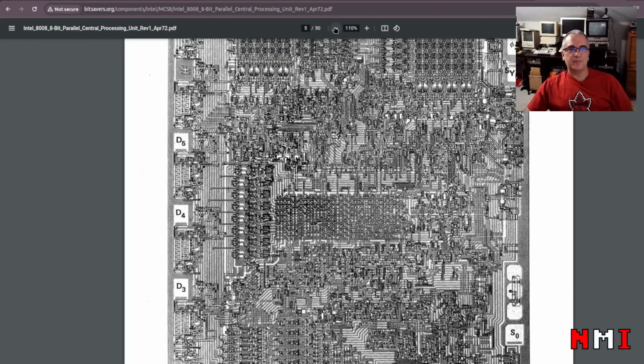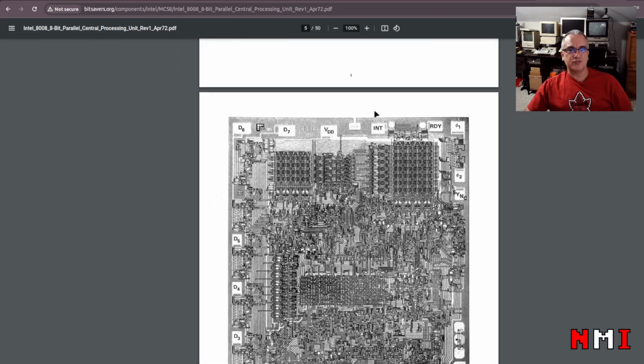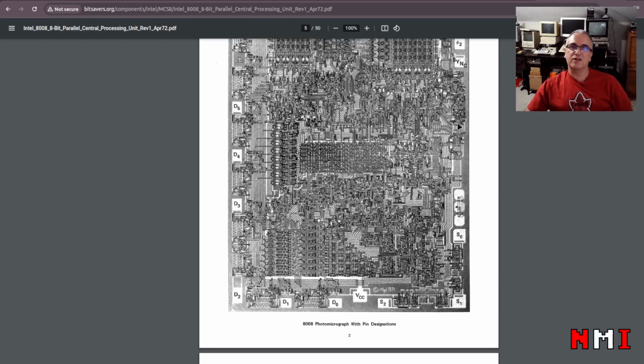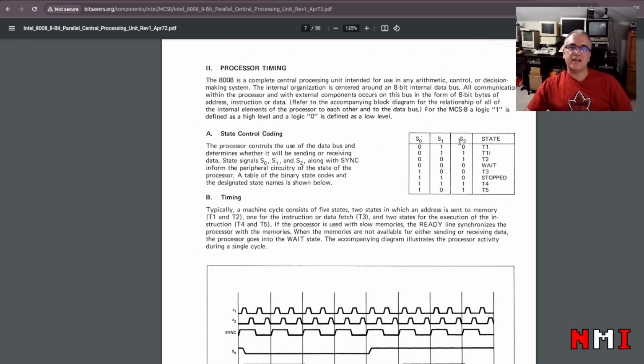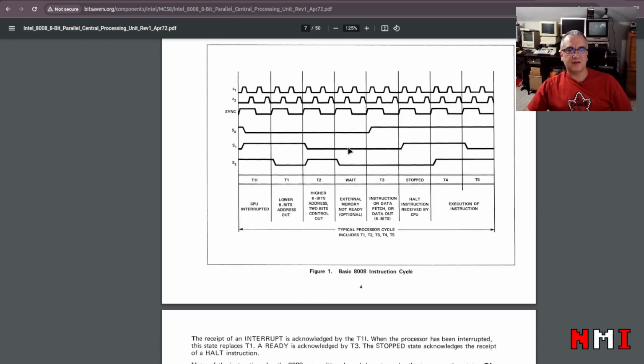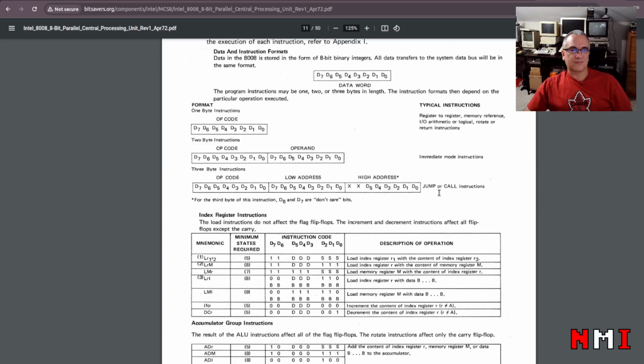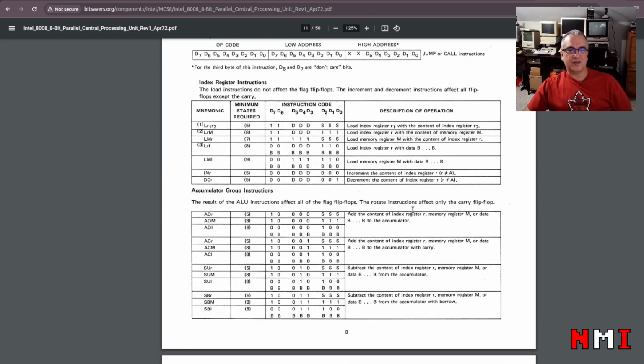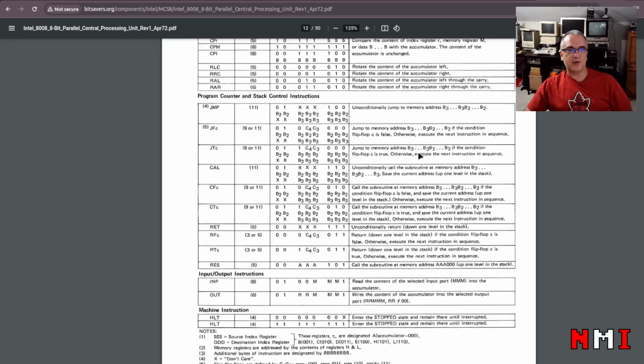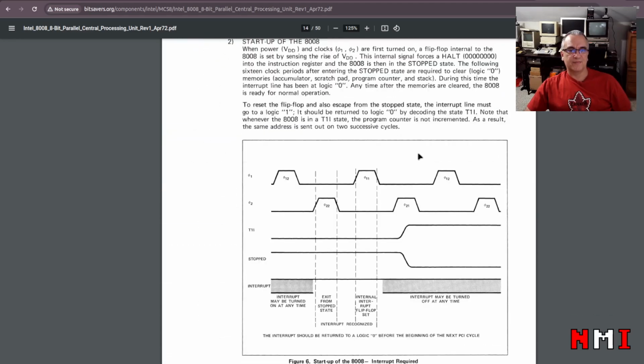Oh yeah, there is a picture of the die, which is pretty cool. I love seeing pictures of ICs and dies. We have the 8 possible states that the CPU can be in, right? And then we have a timing diagram here. And then we have the instructions, how they operate, and so on, right?